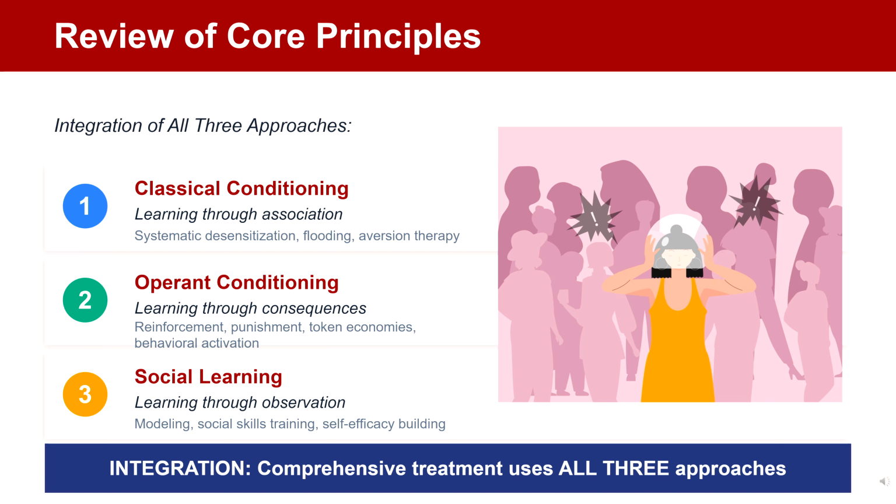Module 3 introduced social learning theory, how we learn through observation. We covered modeling techniques and social skills training. Now, here's the critical point. Real-world cases rarely fit neatly into one category. Comprehensive, effective treatment integrates all three approaches.